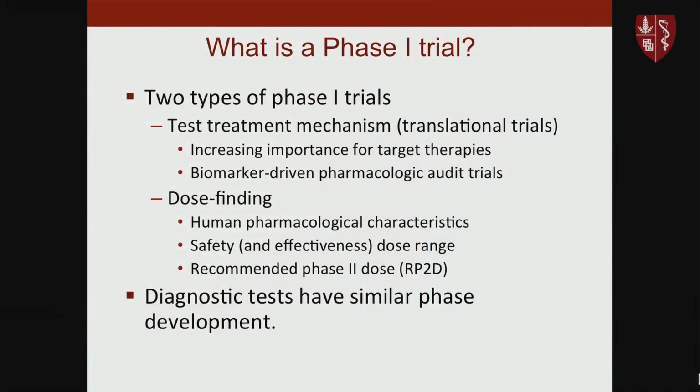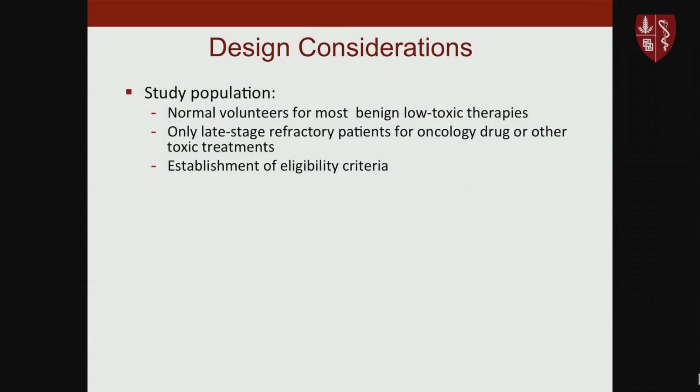The other part is the more traditional phase: dose finding, looking for human pharmacologic characteristics, and developing a safe dose. The goal, of course, is to find the right dose to recommend to phase 2 trials. There is also a paradigm for diagnostic tests that Dr. Goodman is going to mention later today. They also have early phase and later phase pieces.